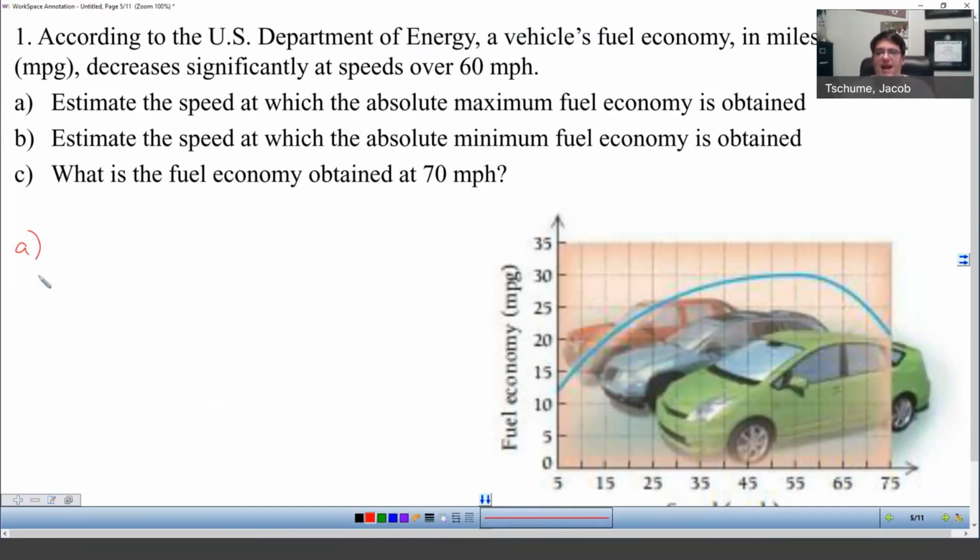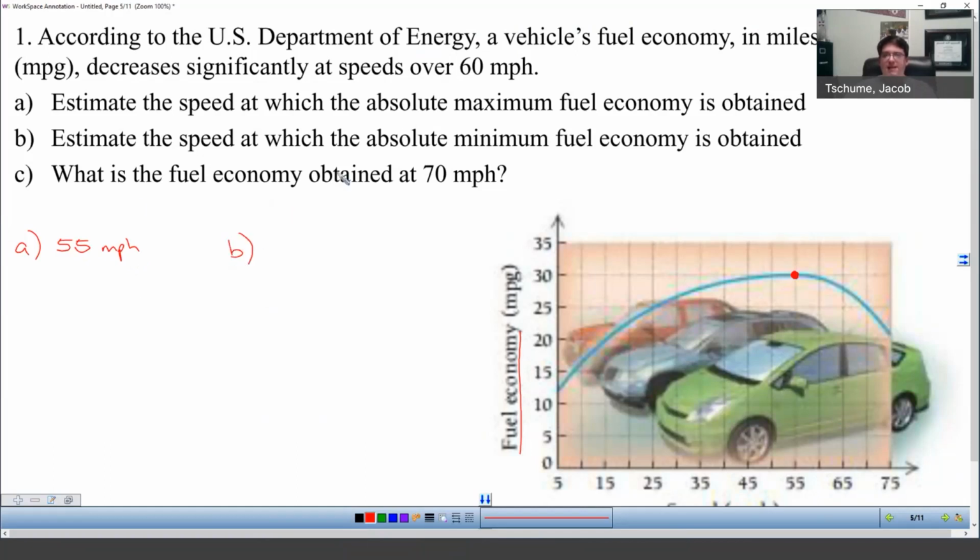Part A, estimate the speed at which the absolute maximum fuel economy is obtained. So if you look up here and you're looking for the maximum fuel economy, you're trying to figure out what's the highest point on this graph. It looks like, ever so slightly, that your maximum is going to occur at this point right here. And if you look straight down, that is occurring at 55 miles per hour.